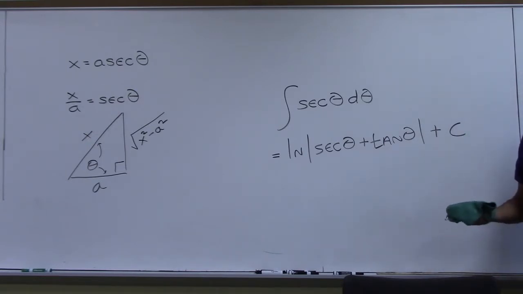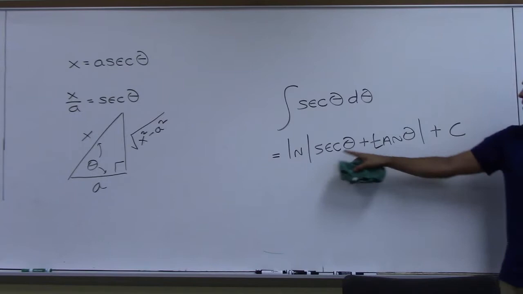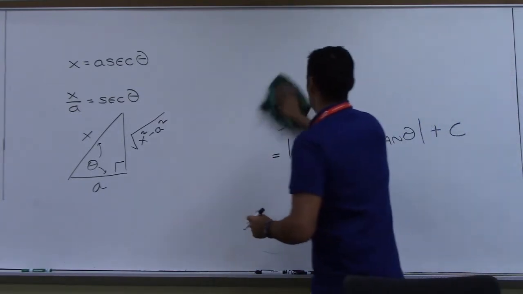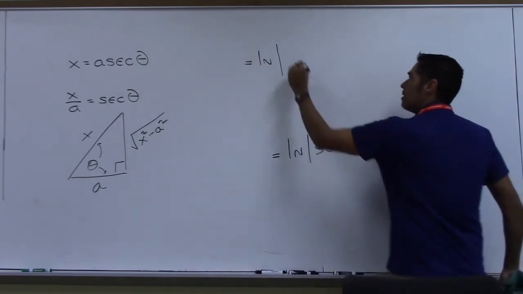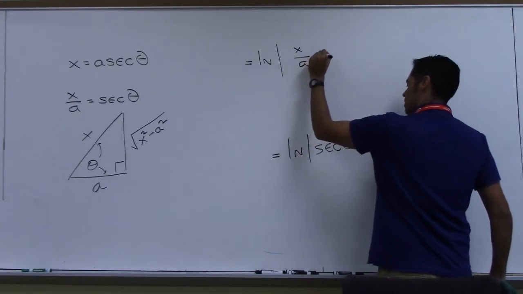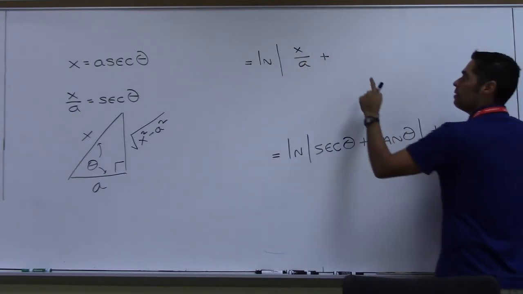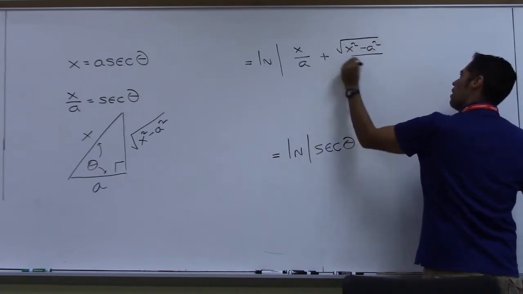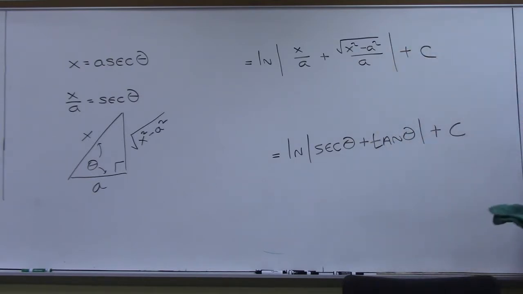Who's up, Paul or Deepan or Ethan? Whoever wants can tell me what this is and what this is, and I'll rewrite it up here. So who wants it? Okay, so you want me to replace secant theta with x over a? And then tangent theta you want me to replace with the square root of x squared minus a squared, over a? Am I done? Yeah, I'm done. All right, that's it.